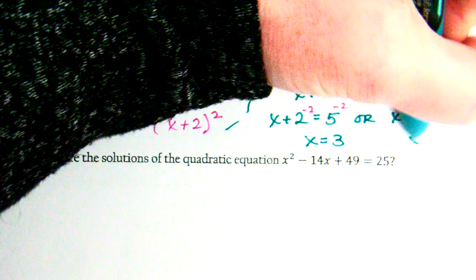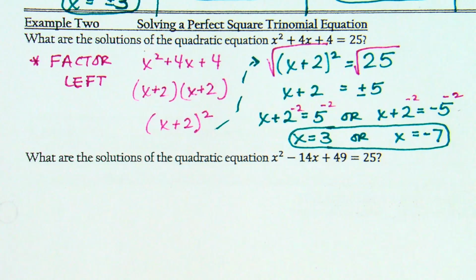I wrote mine as x equals 3 or x equals negative 7. Math Excel is probably, just commas is fine. x equals 3, comma negative 7 would work as well. Obviously, I can't use a plus or minus on this answer because they ended up as 2 different answers. Yes, there are other ways to do this problem. Yes, you have to know this method because it leads into completing the square.